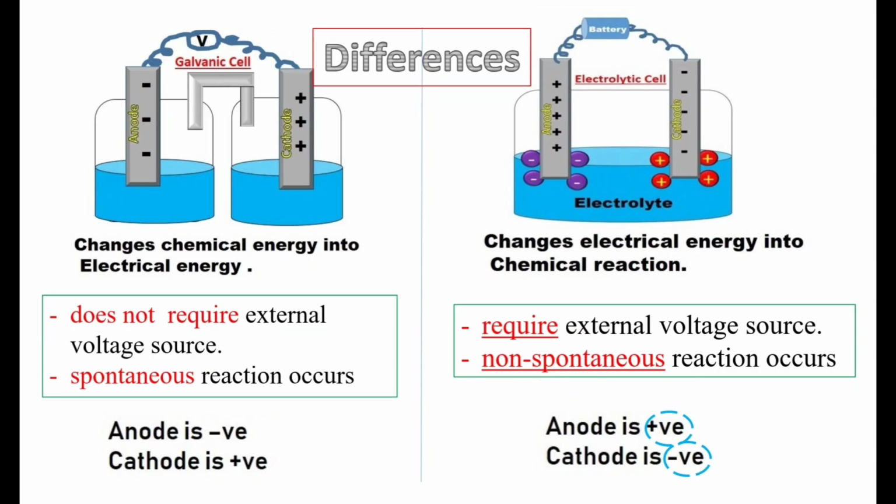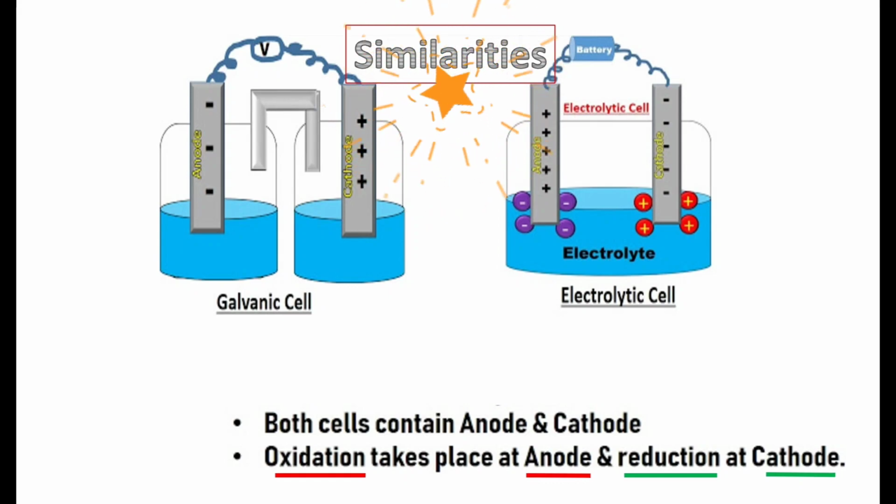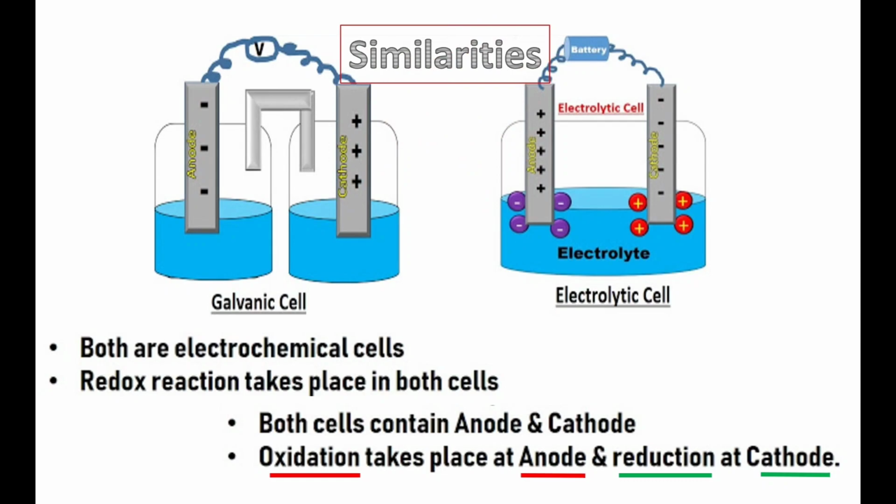Now, let's look at the similarities of voltaic cell and electrolytic cells. Always remember that both are electrochemical cells and redox reactions take place in both cells. Both cells contain an anode and cathode, where oxidation takes place at the anode and reduction at the cathode. So, my dear students, these are the differences and similarities between the voltaic cell and electrolytic cell.